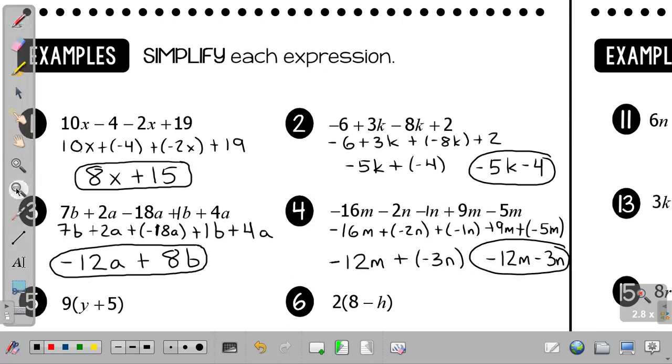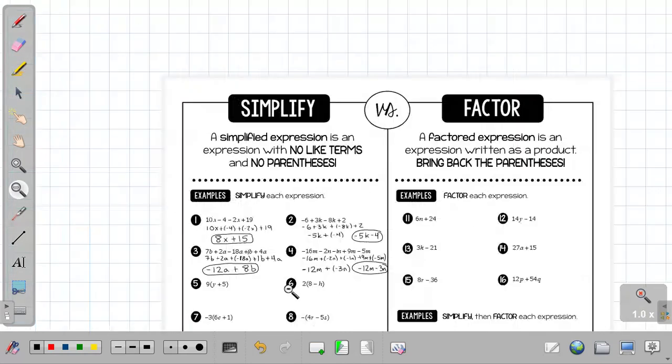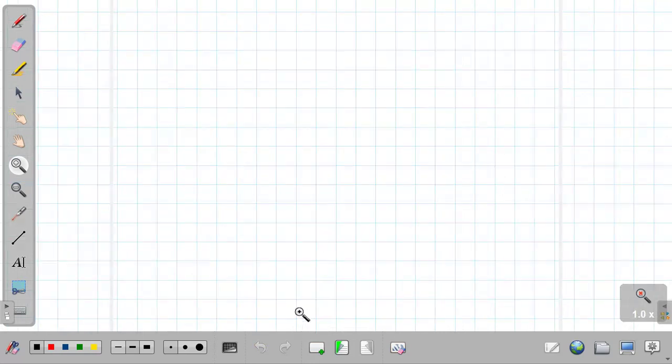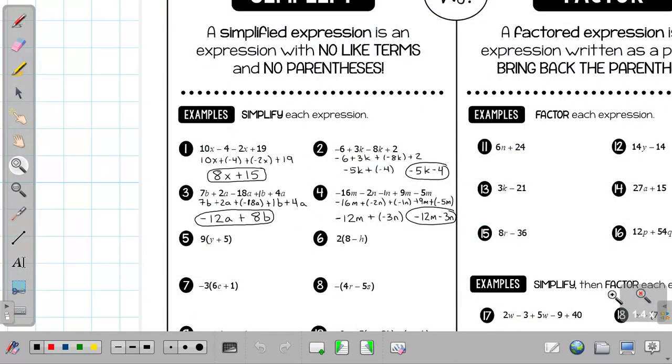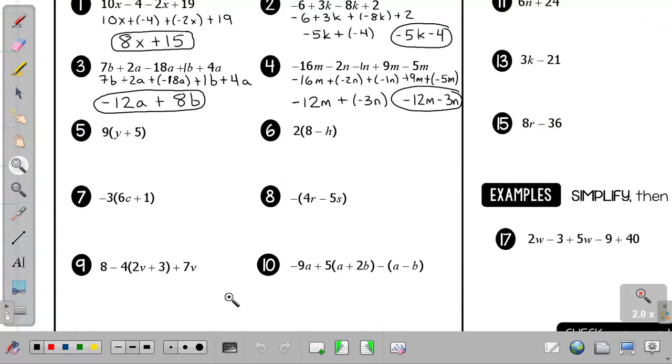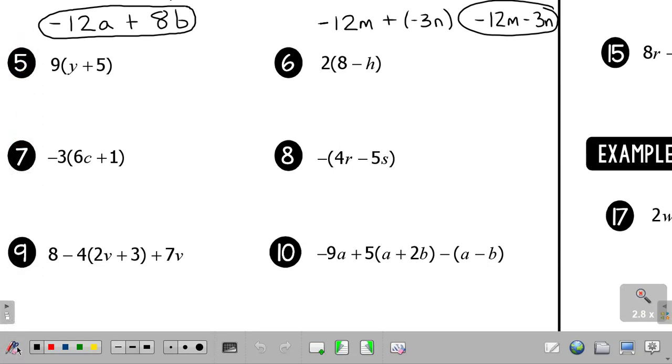So with that being said, let's zoom out. Oh, no, we didn't need to do that. And then zoom back in so we can have some room to write these out. Now we're into some where you have to use distributive property. So to simplify number 5 out, it's just distributive property.